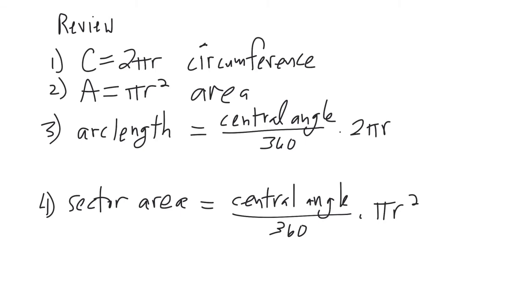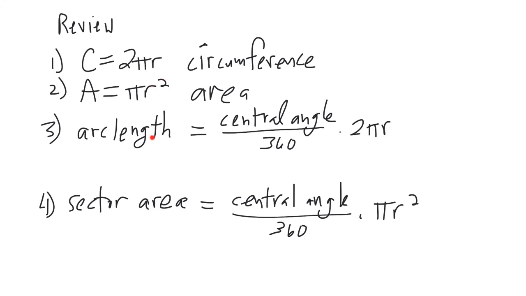All right, here's a little review of what we have done in this video. We've talked about circumference and the formula for that. Circumference is like the perimeter all the way around a circle. We've talked about the area of a circle and the formula for that. And each formula has a 2, a pi, and an r in it. But for area, it's squared.